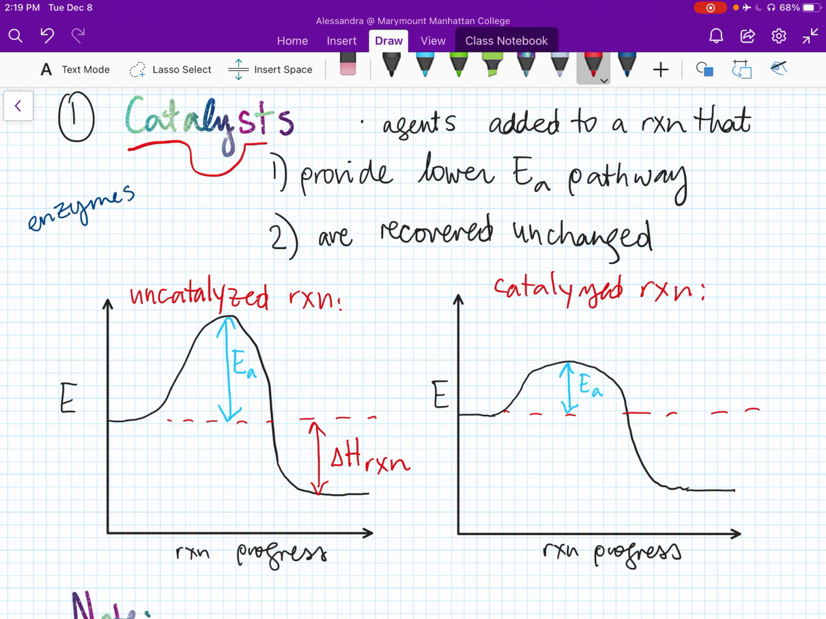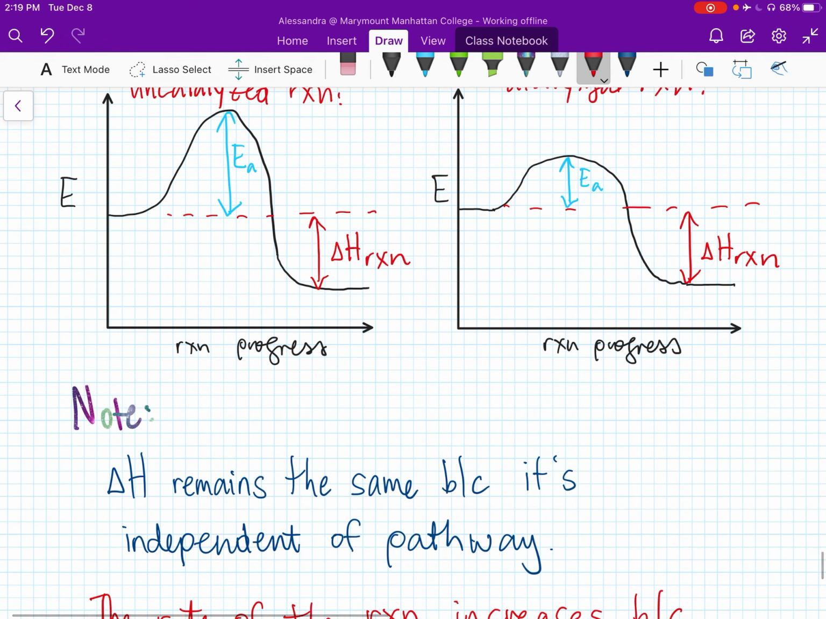You'll notice from this diagram that the delta H of the reaction is the same as it is in the uncatalyzed reaction, okay? Because the energy of the products and the energy of the reactants are still the same, and the delta H of the reaction only depends on final state minus initial state. So a catalyst works by lowering the activation energy barrier, by creating a transition state that is a lower energy version of the transition state. So two things to note about this. In these two reactions, the uncatalyzed and the catalyzed, first of all, the delta H of the reaction remains the same for both of them.